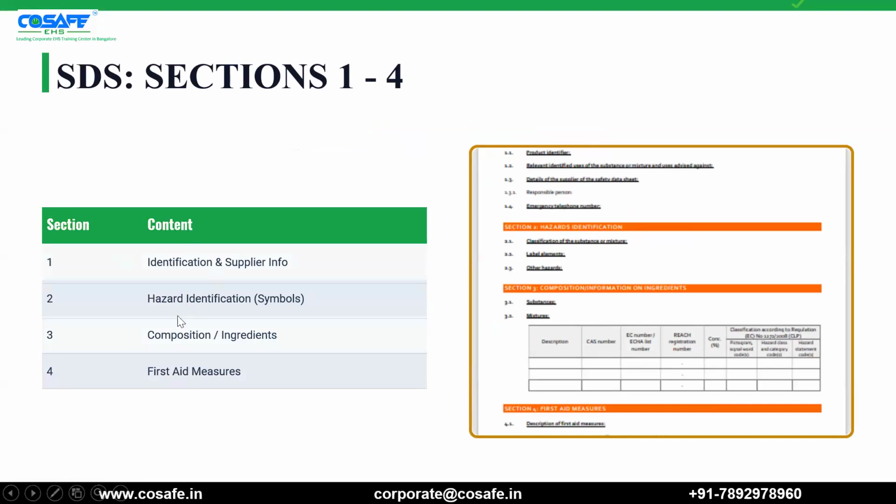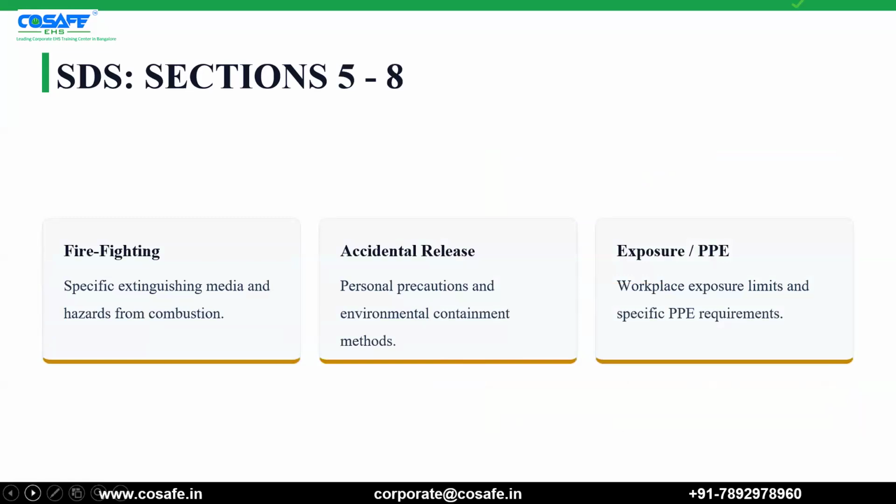These are the main sections 1 to 4, which contain details about the substance that you are using, the hazards in that substance, what the composition of the substance is, and the first aid measures that you have to implement when you are exposed to such substances. Then sections 5 to 8 tell about firefighting measures, what to do during accidental release, and section 8, which is exposure controls or PPE that you have to implement.